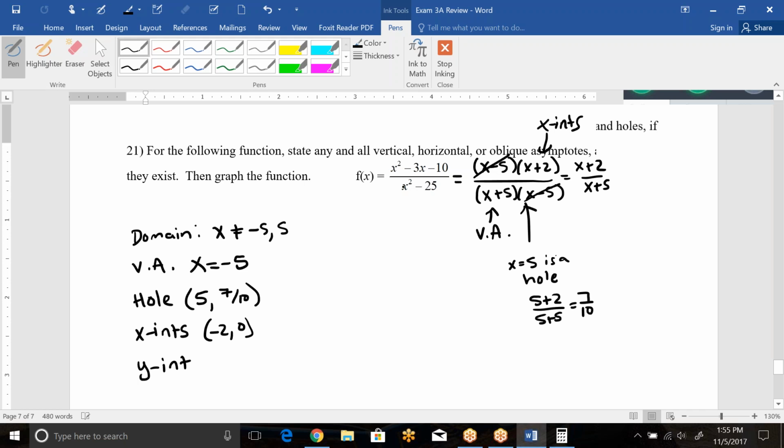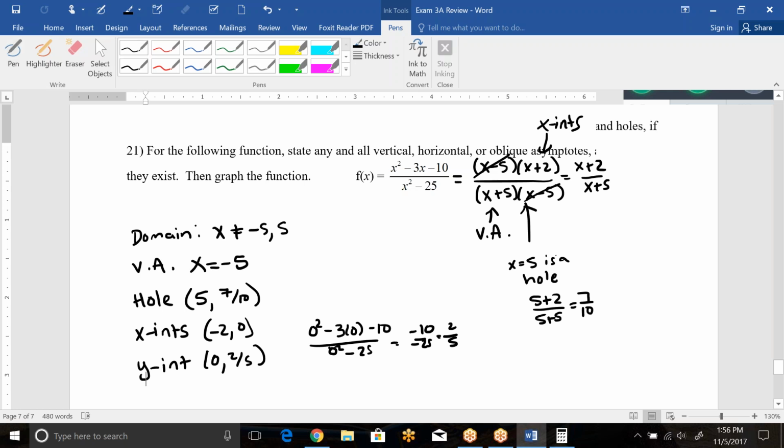To find my y-intercept, I need to let 0 go in for all the x's. You can either do that in the original function or you can do it in the reduced function if you didn't make any mistakes. If you do it in the original, you get -10 over -25 because everything else becomes a 0, and that reduces down to 2/5. So it is 0, 2/5. So that's found by putting in 0 and reducing. So 0 squared minus 25 is -25, so -10 over -25, which divide both by 5, and you get 2/5.